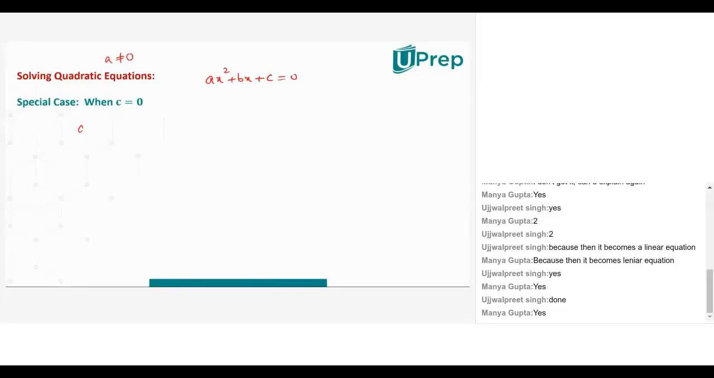Let us see how the new equation now appears. Ax square plus bx. There is no term of c because constant is 0 now. So it is simply ax square plus bx equal to 0. Can either of you suggest how to solve now? It's clearly visible.